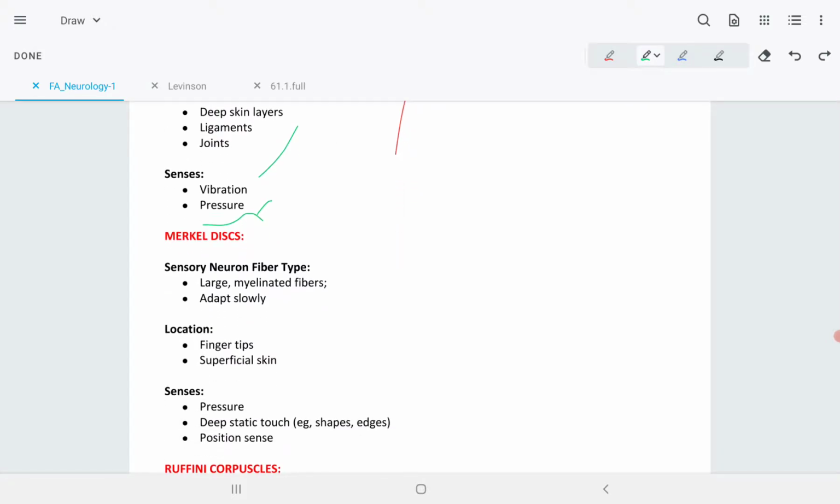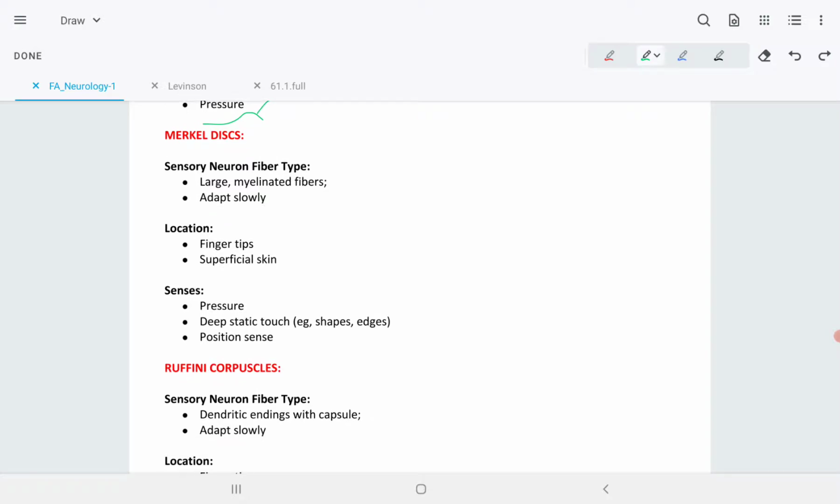And the Merkel's disc: their sensory neurons have large myelinated fibers and adapt slowly. Myelinated fiber means their conduction velocity will be higher, and their location is the fingertips and superficial skin. They sense pressure, deep static touch, and position sense.